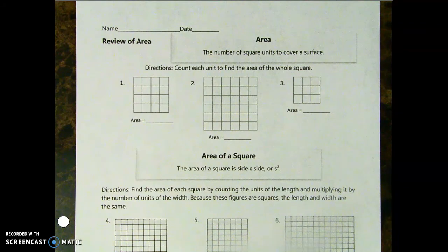Continuing with our review of Pythagorean theorem, we are looking at our introduction to Pythagorean theorem. We're going to also review area like we did in the first part of this video. So the directions are to count each unit to find the area of the whole square.